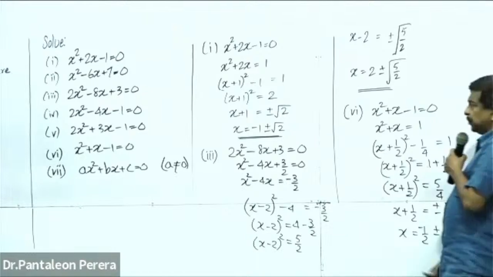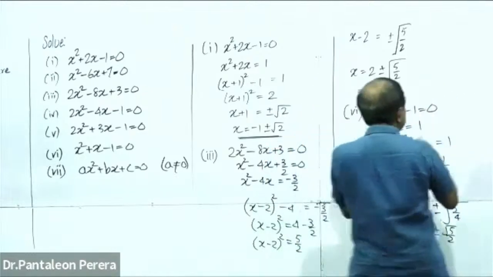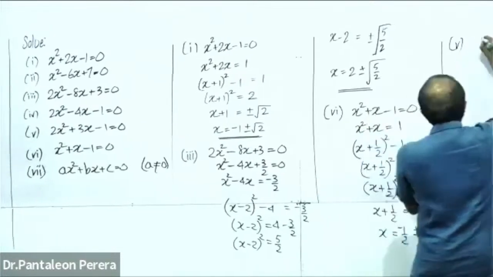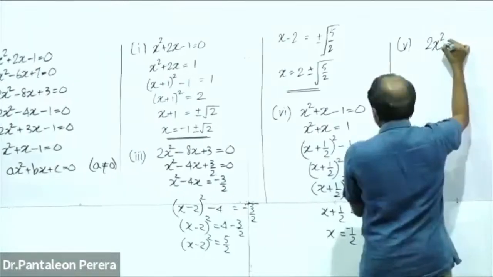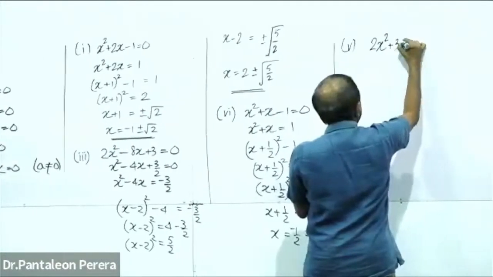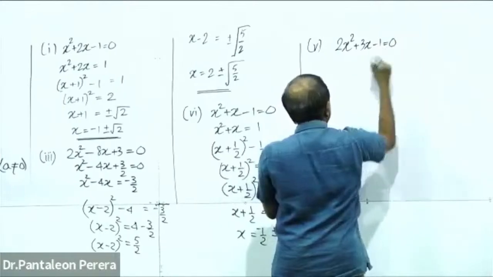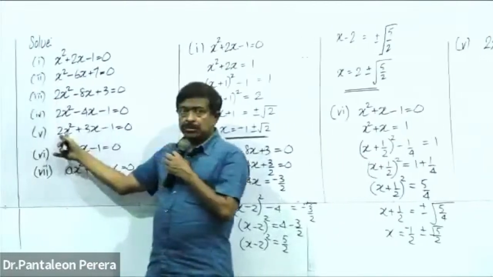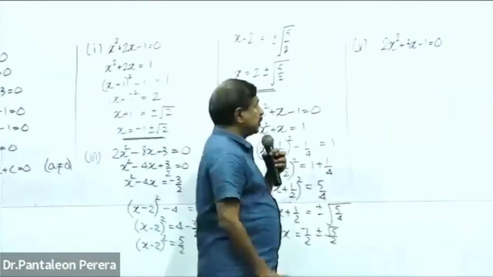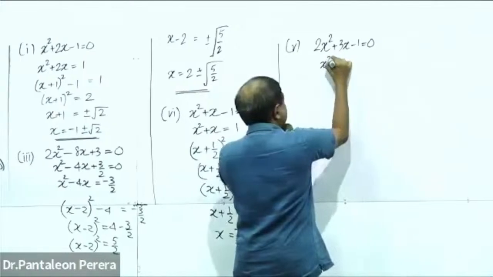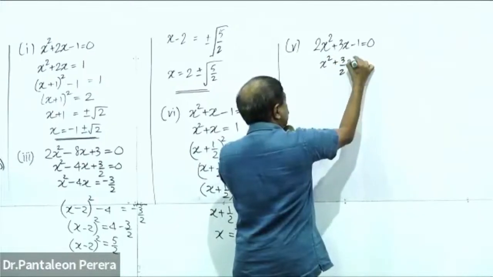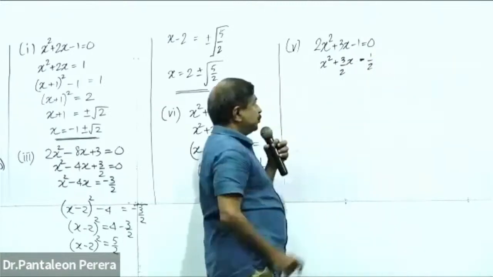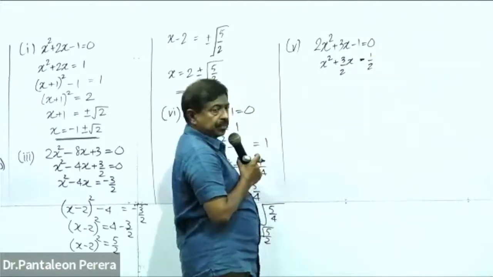Okay. I do the fifth and the seventh. Again, in the fifth, the coefficient of x squared is not equal to 1. So to make it 1, divide it by 2. And at the same time, you can take this term to the other side. So you will end up with this.